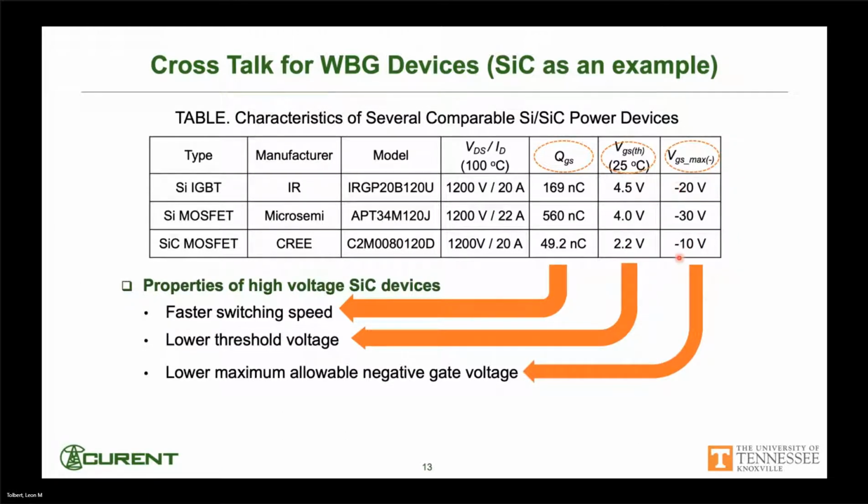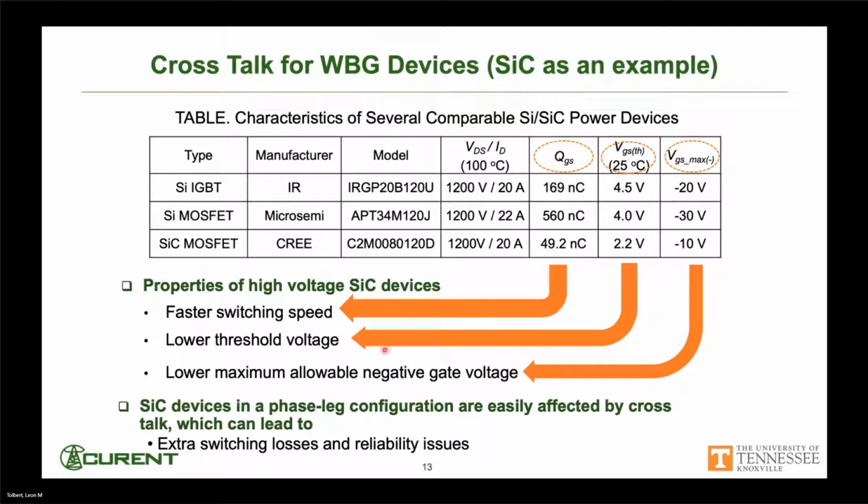And then if you look at the maximum allowable negative gate voltage, you can see silicon devices are more like -20, -30. Silicon carbide MOSFET is -10. This is a number you don't really want to get close to, because if you do, you may end up damaging your device. I think the very initial silicon carbide MOSFETs from Cree, this was actually -5 volts, and they had issues with those being damaged, and so the second generation and those going forward use -10.